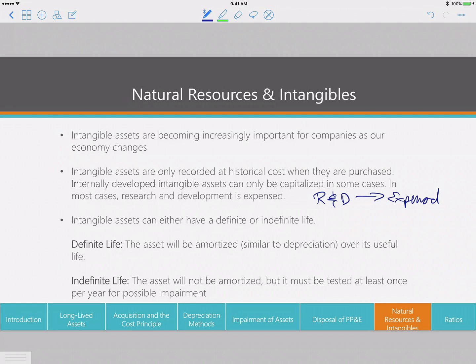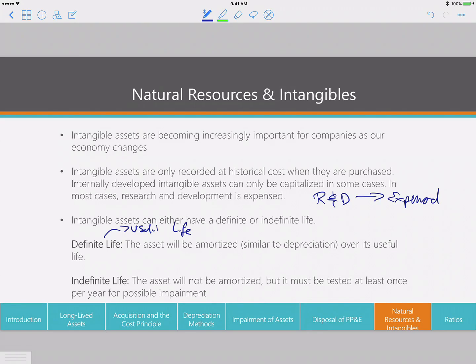There are 2 types of intangible assets. There's definite life intangibles and indefinite life intangibles. A definite life intangible is one that has a useful life. It is not going to last forever. And this asset will be amortized. So amortization is similar to depreciation. So it is amortized over its useful life.